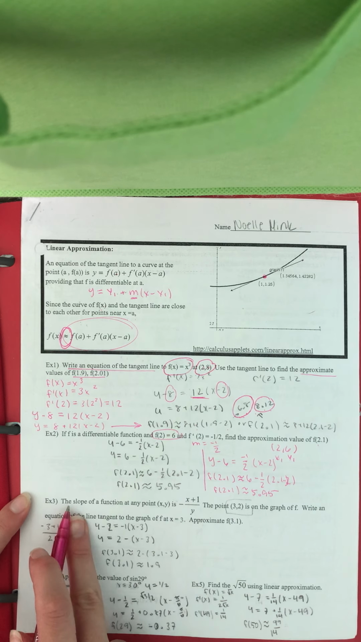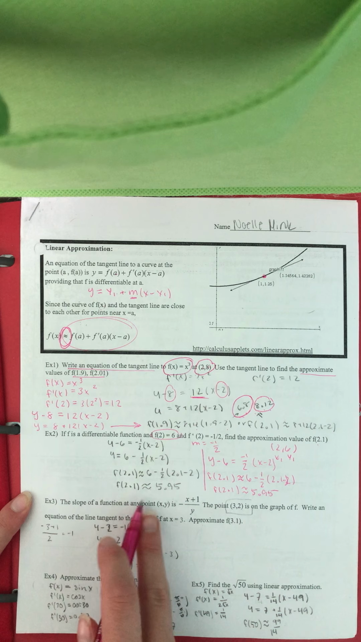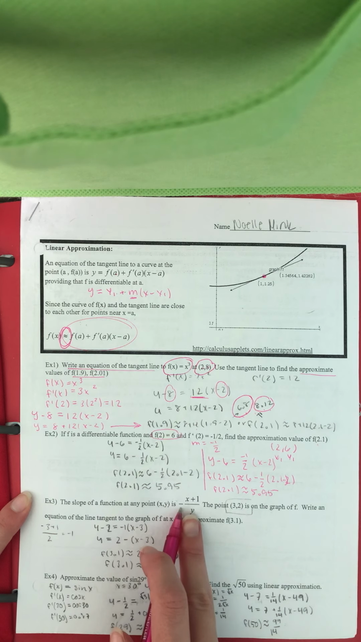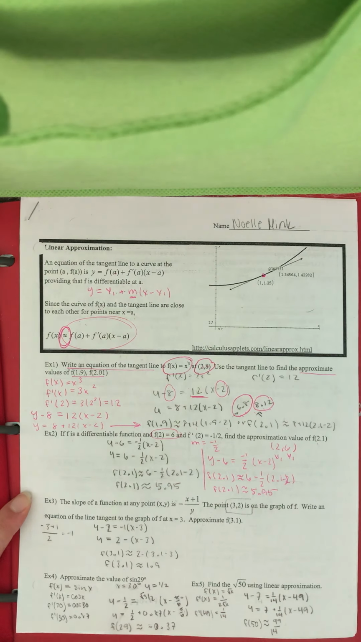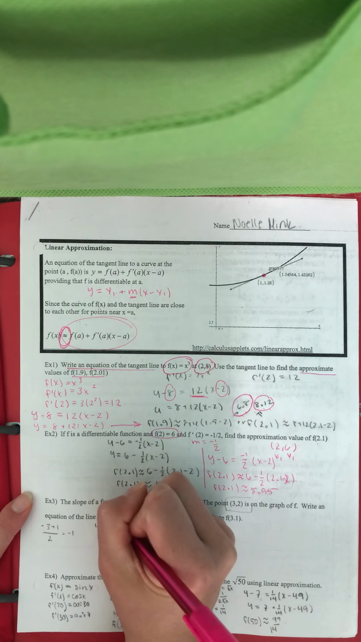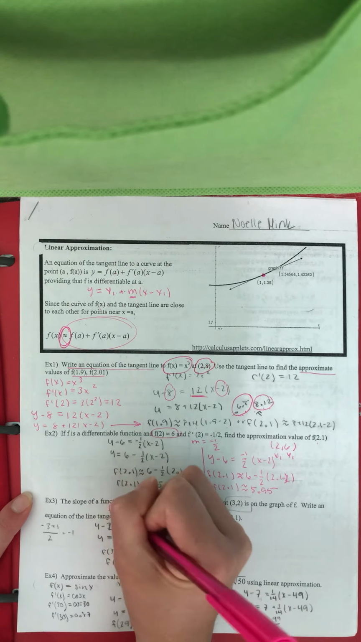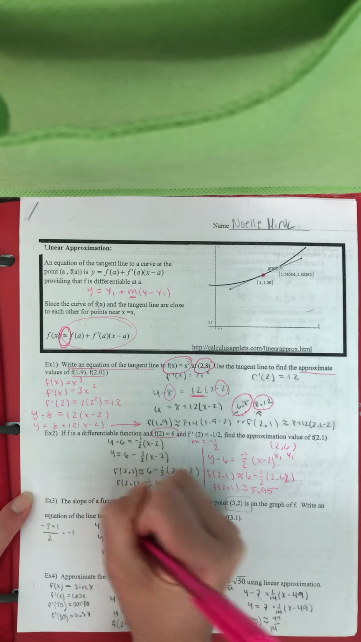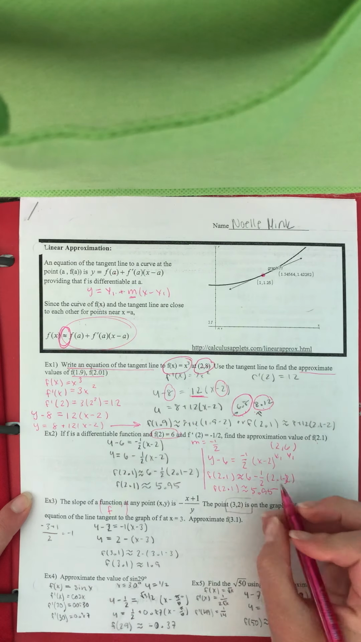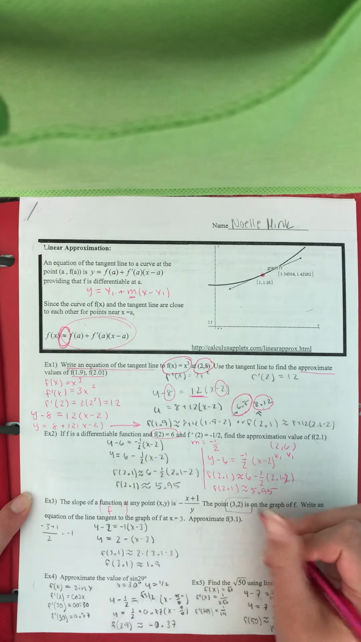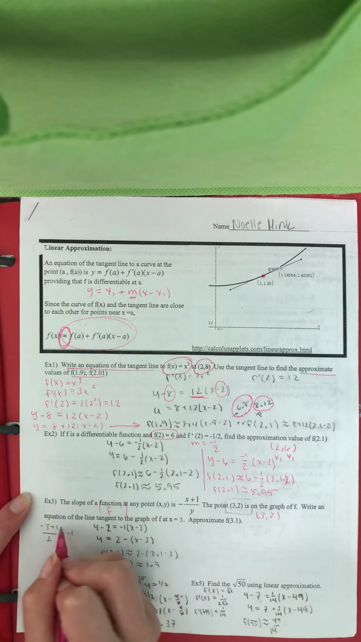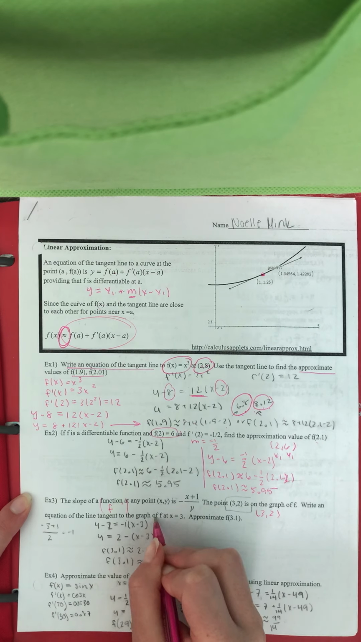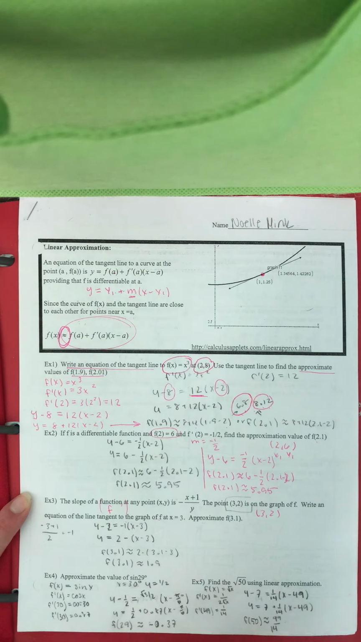So if the slope of a function at any point (x, y) is negative (x plus 1) over y. So this is function f. This is the slope of any function f. I always like to think about it that way. So if the point (3, 2) is on the graph of f, write an equation of the line tangent to the graph of f at x equals 3.